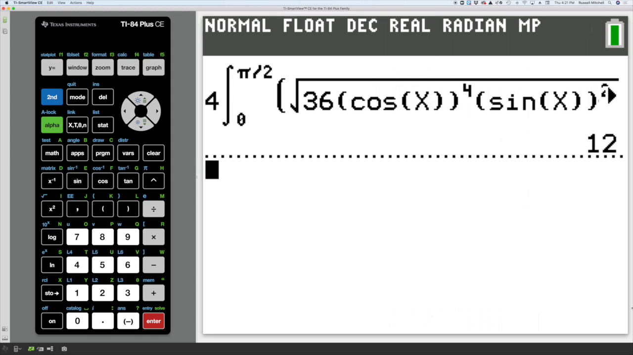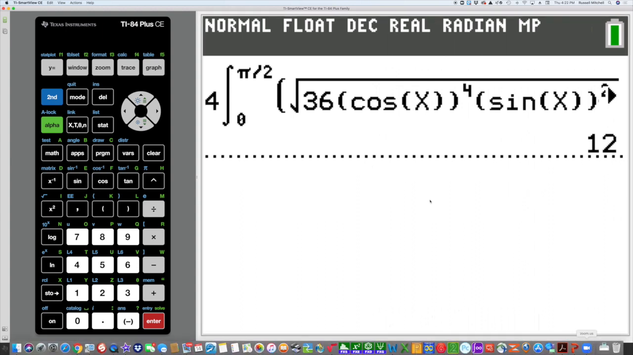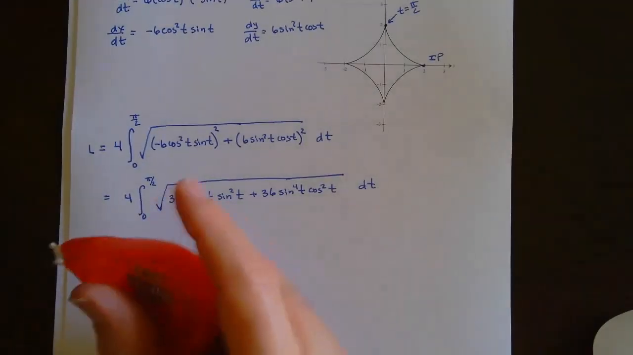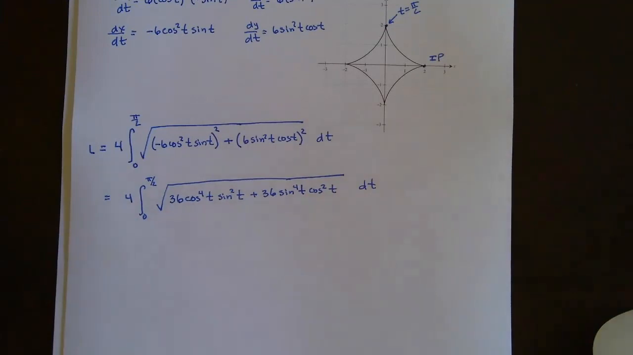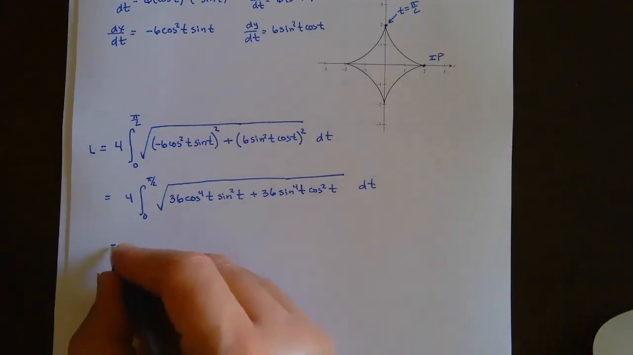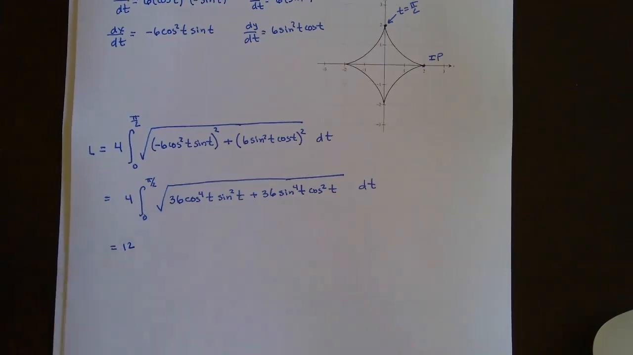All right? Okay, so let's go back. Technically, I shouldn't have put an approximation, right? Because it actually gave us an exact value, okay? So this is exactly 12. Okay? And that is it, okay? All right, that's it.